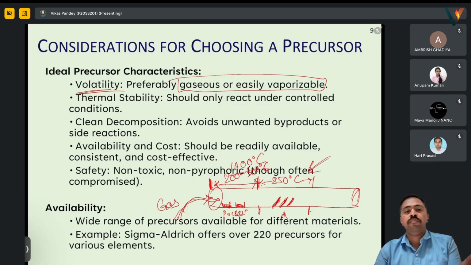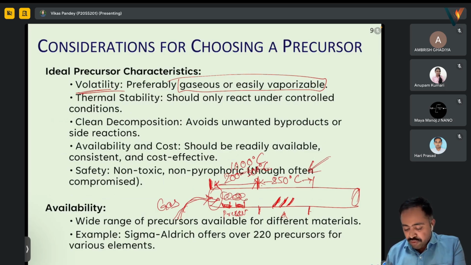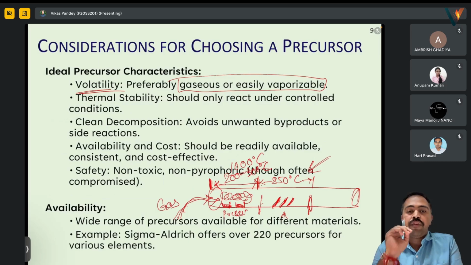There should be some limitation. Okay. Second is thermal stability. It should only react under the controlled condition. It should not react somewhere beforehand only. We want the reaction to take place at the specified zone we have defined.